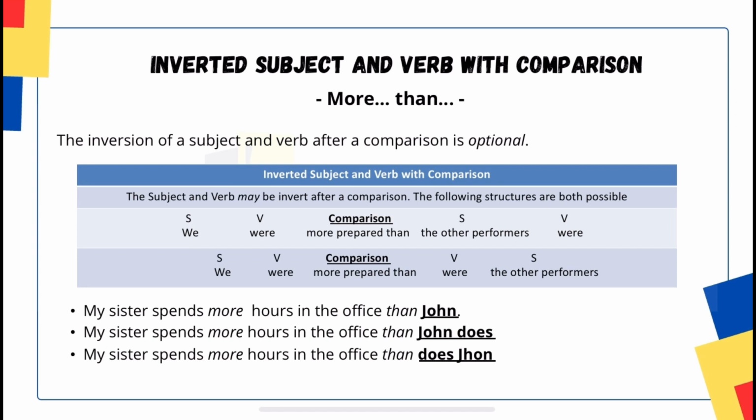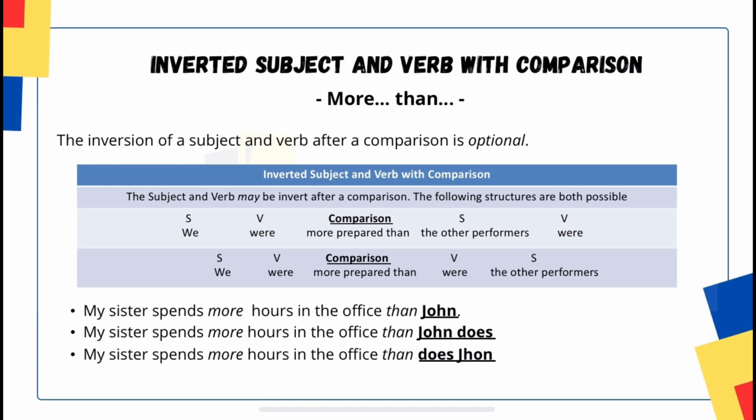But actually there are three possible structures that are true and that we can use in comparison. The first structure consists of subject, verb, and then after the comparison, it is only followed by a noun or pronoun. And the second structure and the third structure are the same as we can see in the table.